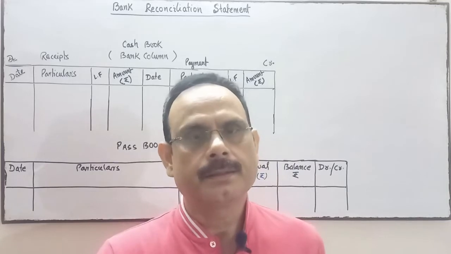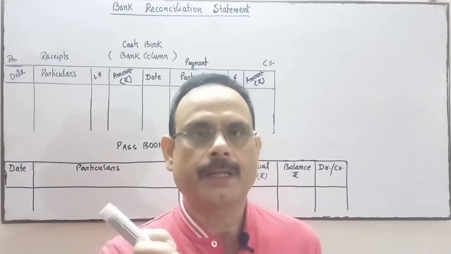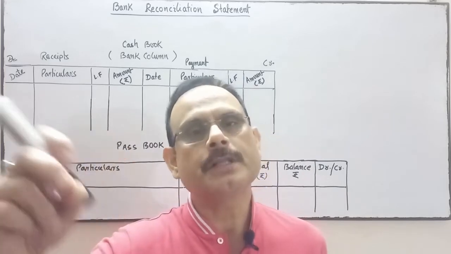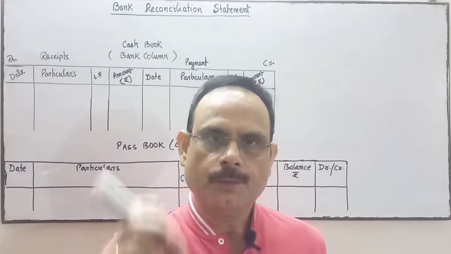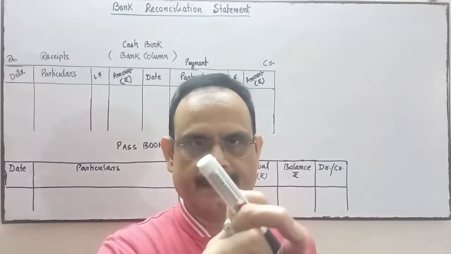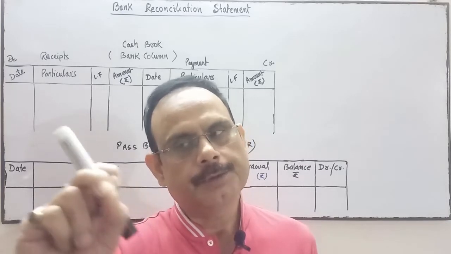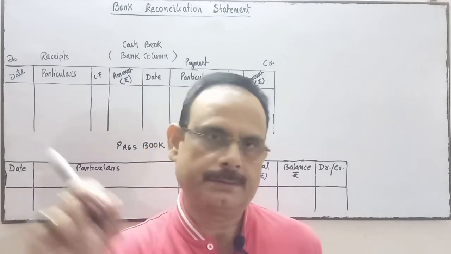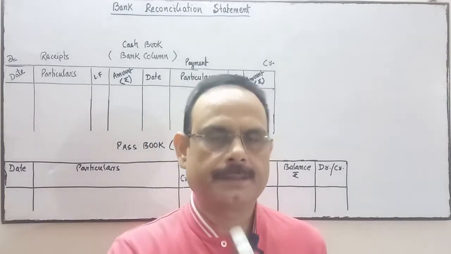The company prepares the cash book. In the cash book, bank column, when they deposit the money, they write it in the debit side of the cash book, and when they withdraw the money from the bank, they write it on the credit side of the cash book. Is it clear? When we deposit the money, we record in the debit side, means receipt side, and when we withdraw the money from the bank, we do the entry in the credit side of the cash book in the bank column, and then we find out the balancing figure of the bank.